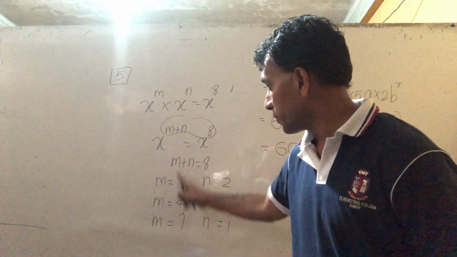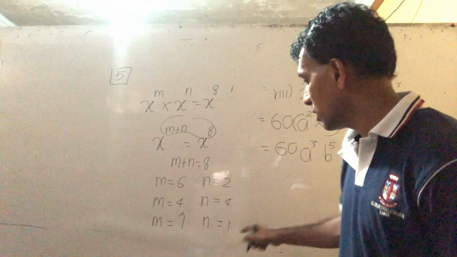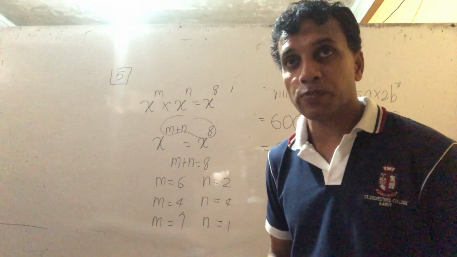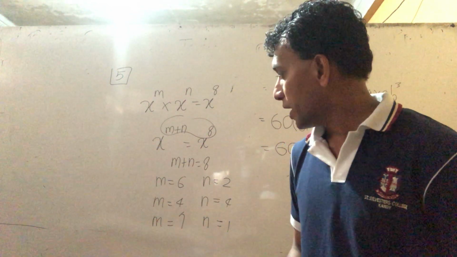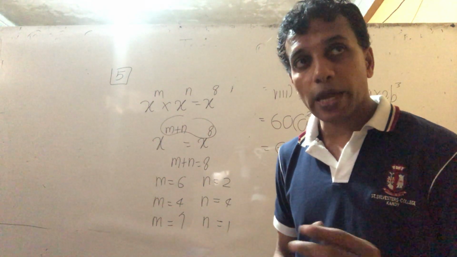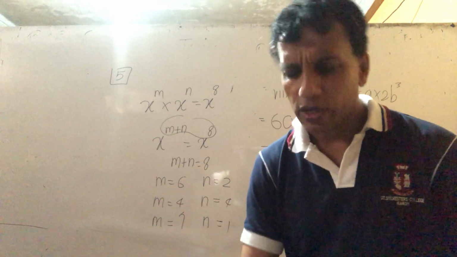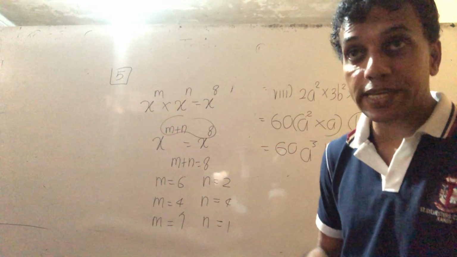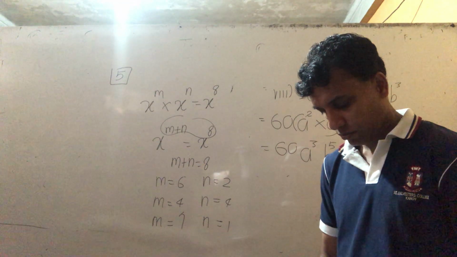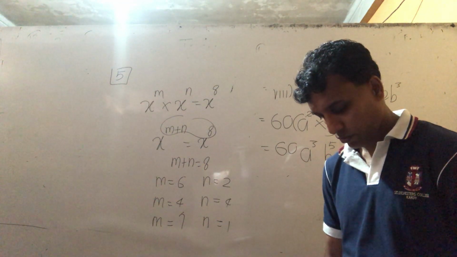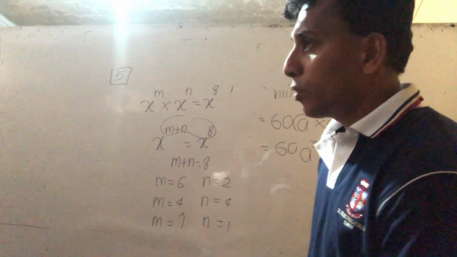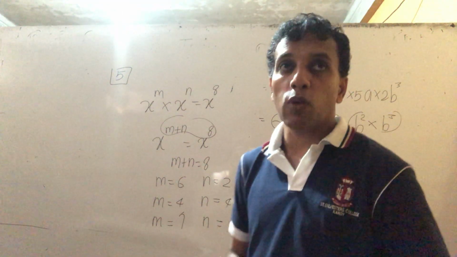Or if m is 1, n is 7. This comes alternately. Same numbers repeat. M1, N7, M2, N6, M3, N5, M4, N4, M5, N3. There you can take all the values. That's the idea of such a problem, right? Okay, with this I complete rule number 1.